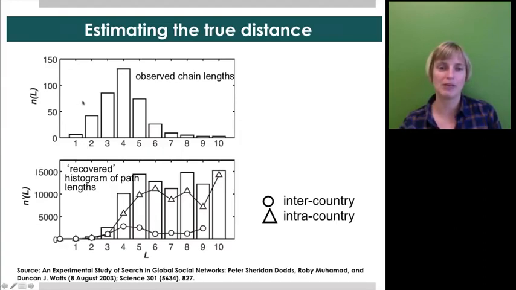For example, for the email experiment, their average number of hops was 4, but once they corrected and said, well, the longer chains were less likely to get through, they had an estimate of a median chain length somewhere between 5 and 7, sort of recovering that 6 degrees of separation again.